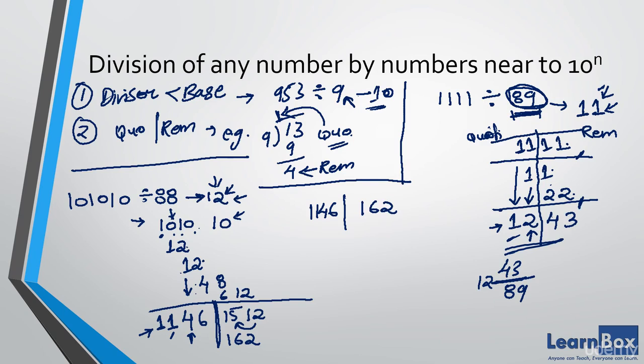part. But since we know that this remainder cannot be more than the divisor, which is 88 here, we'll divide this by 88 again. So we'll do it using the same process. The deviation is 12, so we'll draw a line here.